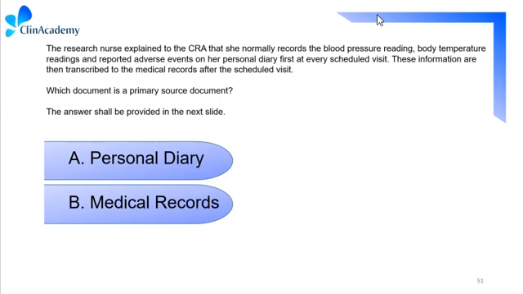The research nurse explained to the CRA that she normally records the blood pressure reading, body temperature readings, and reported adverse events on her personal diary first at every scheduled visit. This information is then transcribed to the medical records after the scheduled visit. Which document is a primary source document? The answer shall be provided in the next slide.